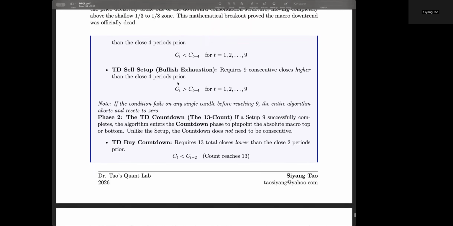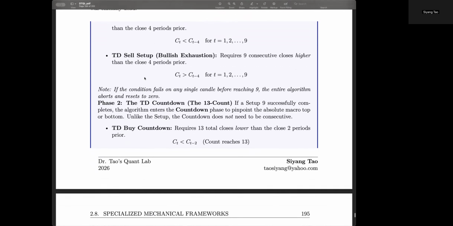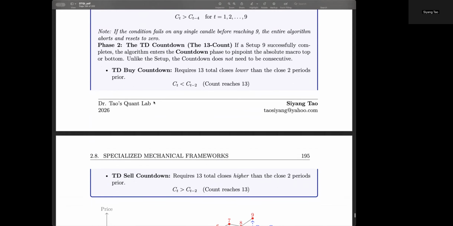Well done, Setup 9 identifies short-term exhaustion. The second phase of the algorithm, the Countdown 13, identifies macro-structural exhaustion. Once a 9 is successfully completed, the countdown phase begins. The math changes here. First, the 13 count does not need to be consecutive. It can take weeks or months to build. Second, the lookback period shifts from 4 days to 2 days.